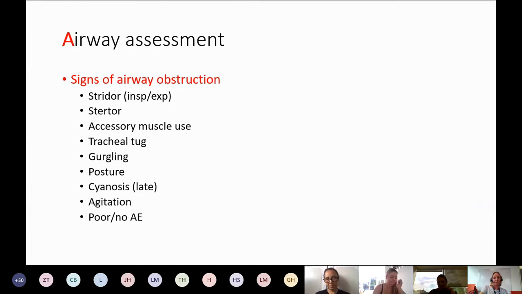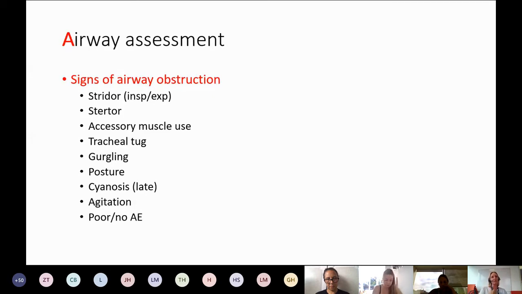So signs of airway obstruction. This might not be everything. So if people have got other things to add, then please continue to add into the chat or by raising your hand. So signs that we might have airway obstruction. Stridor was the first one that came up. Stridor can be inspiratory, it can be expiratory. It's a high-pitched noise, isn't it?